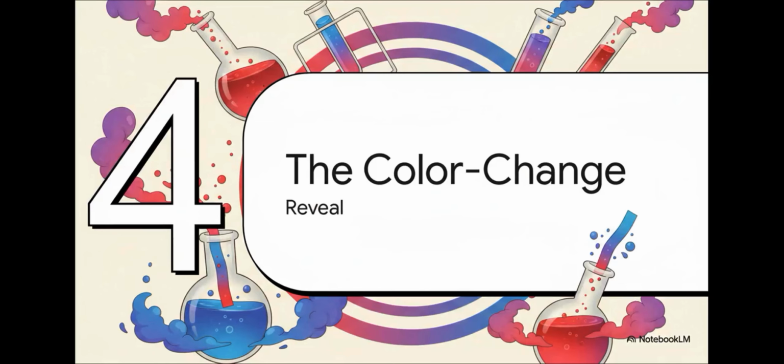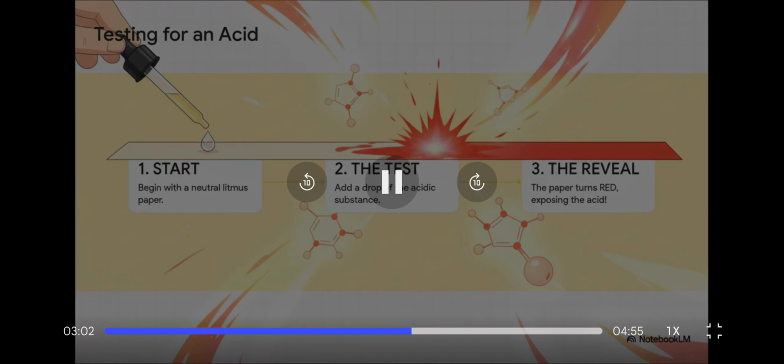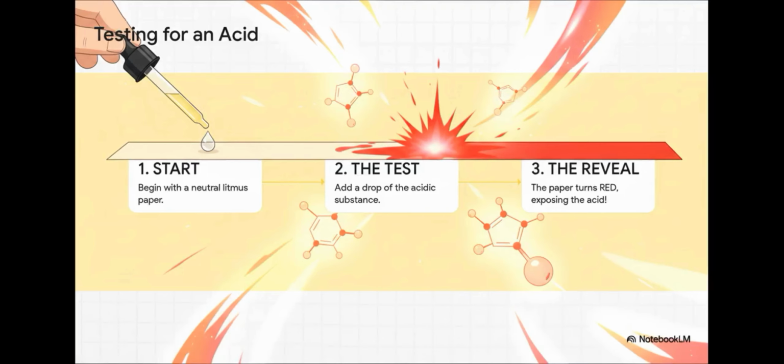And now for the really cool part, the big reveal. How does litmus actually point the finger and tell us a substance's identity? Well, it all comes down to a super dramatic color change. Okay, watch this. Let's start with a plain strip of neutral litmus paper. Now we take our first mystery substance, just one little drop, and boom, it turns bright red. Just like that. That's our signal. Case closed on this one. The substance is an acid.